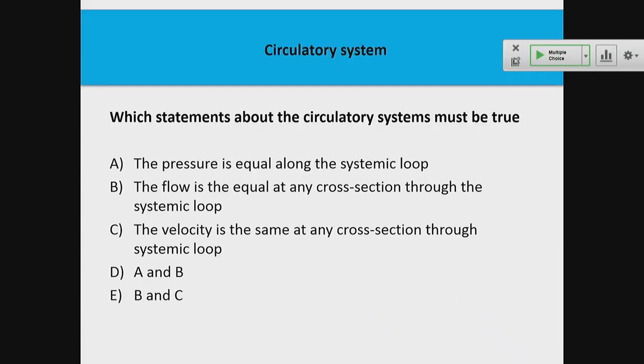Okay, so let's go through some of these key parameters of the circulatory system.